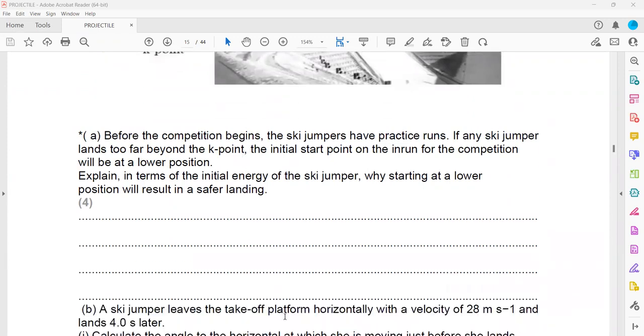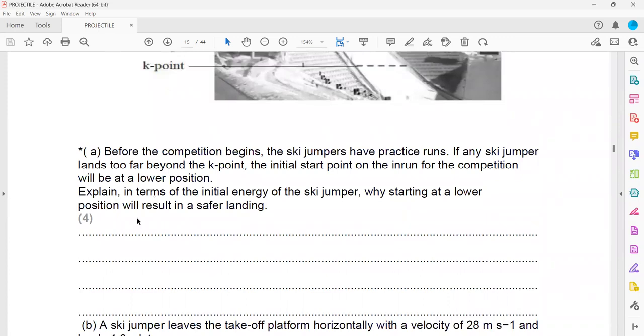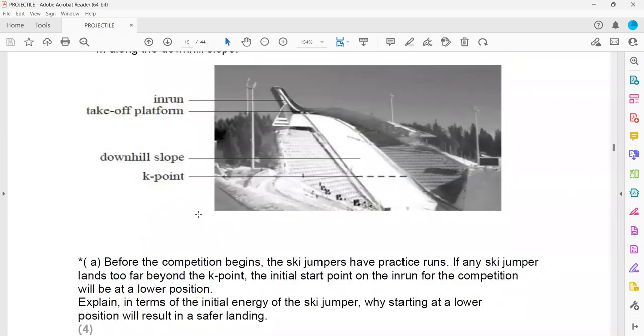And it's a 4 mark question. Basically, this is related to the conservation of energy. So the question is, explain in terms of the initial energy of a ski jumper why starting at a lower position will result in a safer landing.